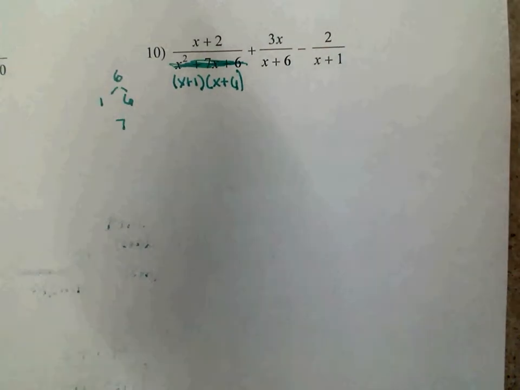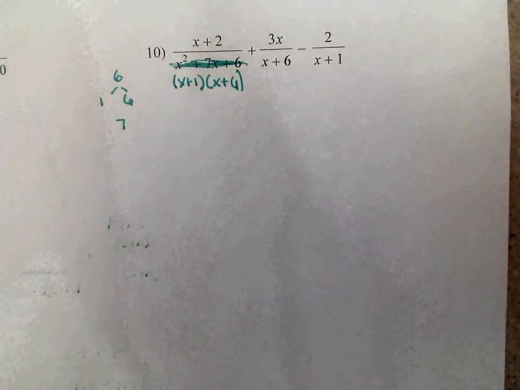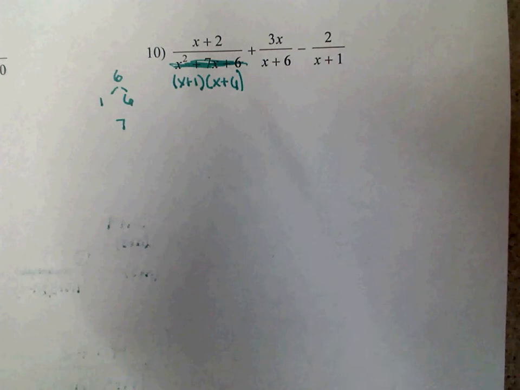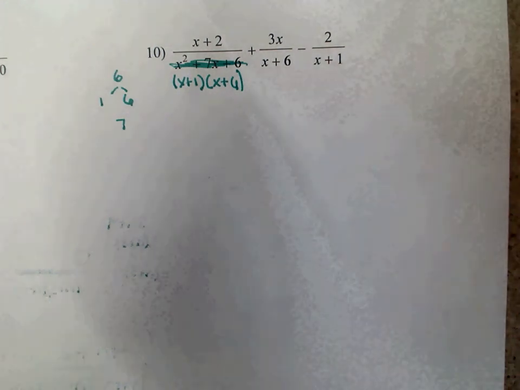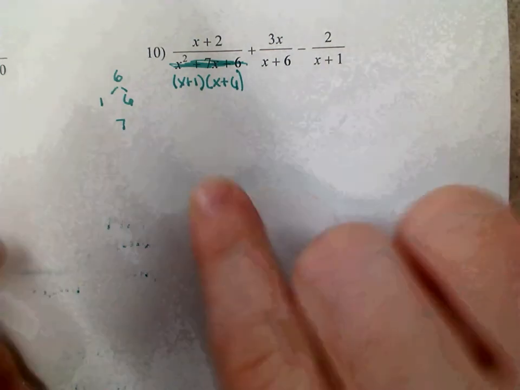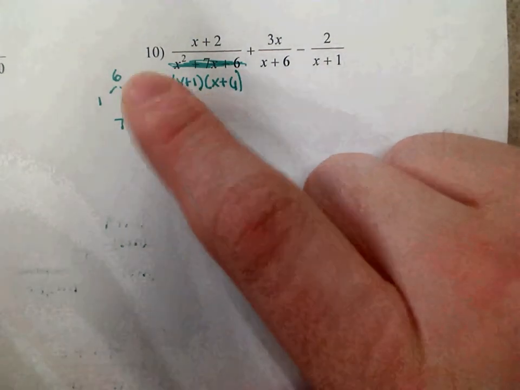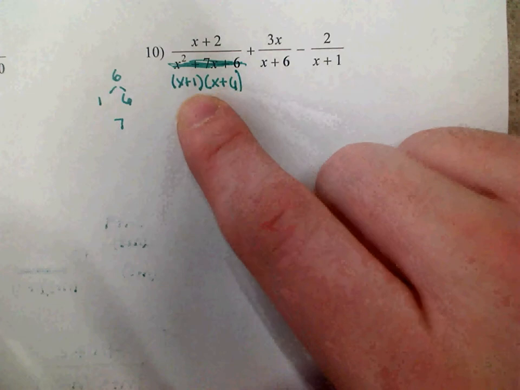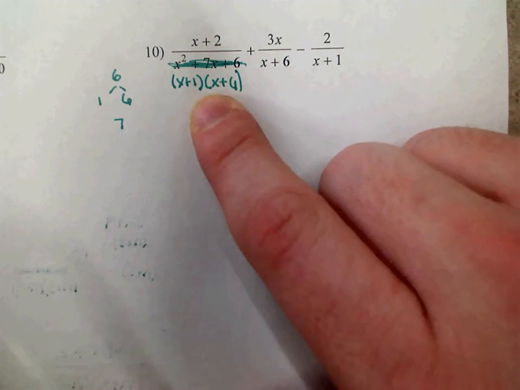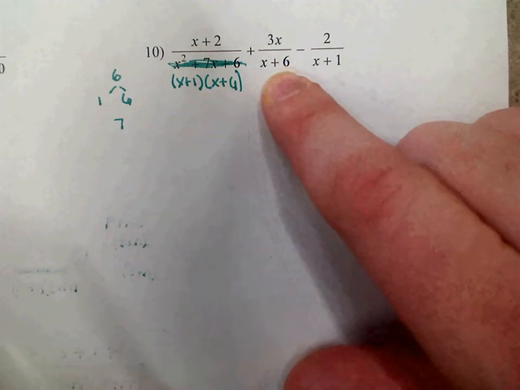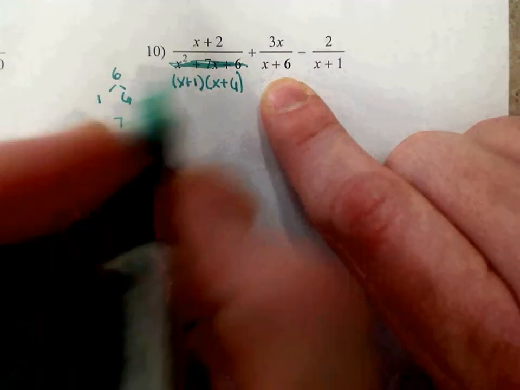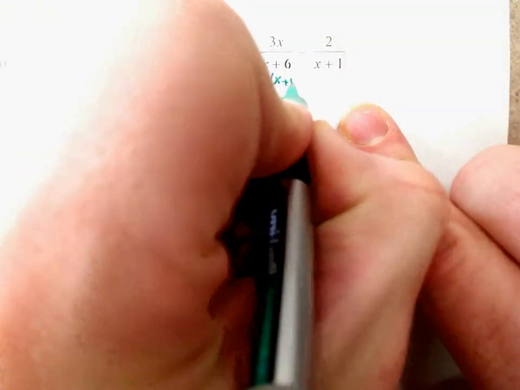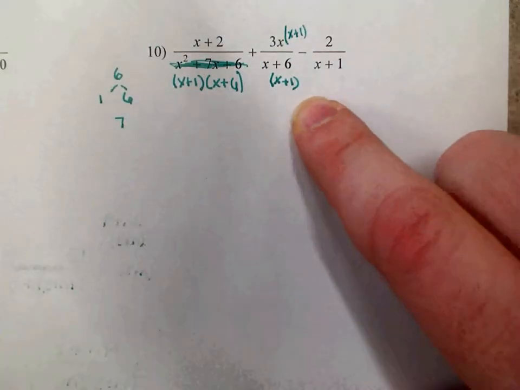Okay, now looking at all 3 denominators, they all have something in common. They just don't have everything in common. So the question is, what is lacking in each denominator? Now my first denominator is good. It has an x plus 1 already and an x plus 6. So it is taken care of. Now my second denominator has the x plus 6, but it's missing the x plus 1. So I need to multiply the middle one by x plus 1.